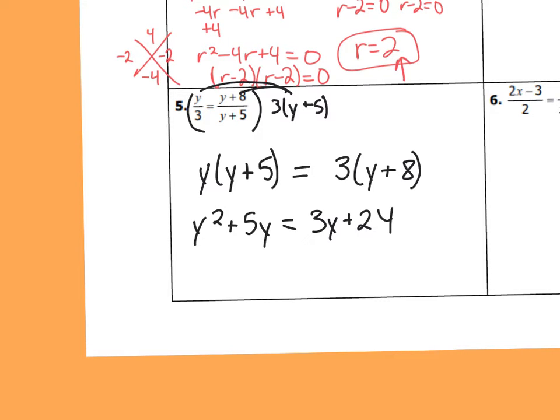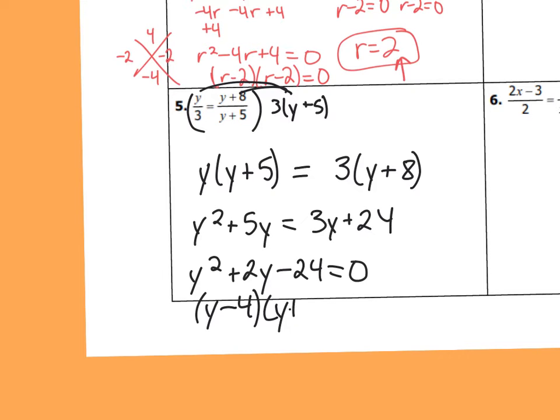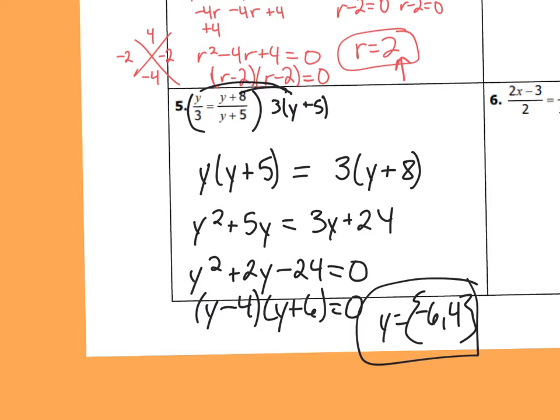Now we do what? Subtract it over. So we get y squared equals 0. You did the x method, and what were your 2 factors? Y minus 4, y plus 6. And your 2 answers are going to be, yep, negative 6 and positive 4. Did both of them work? Yes. Yep, cool. All right, awesome.